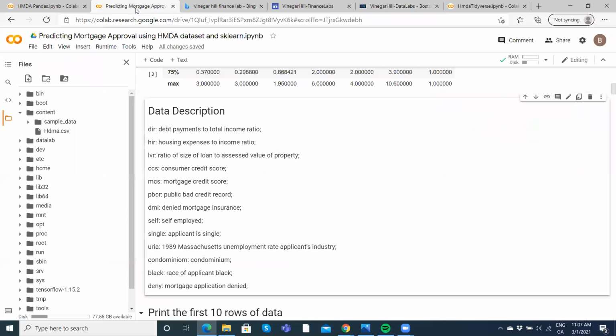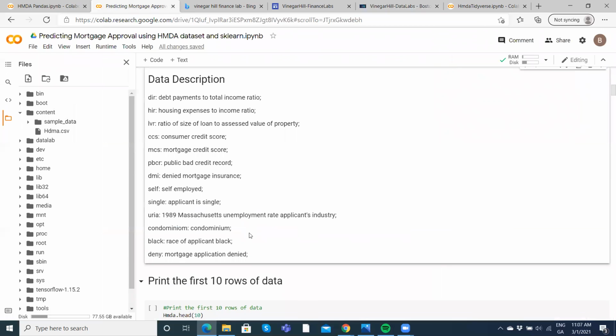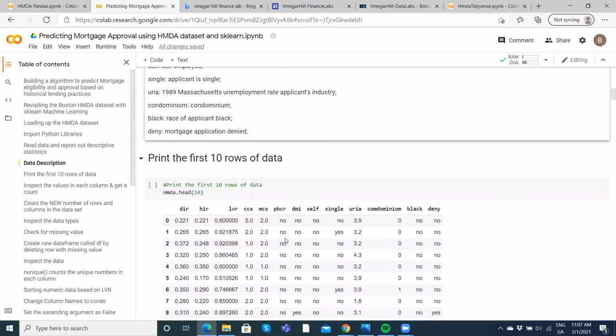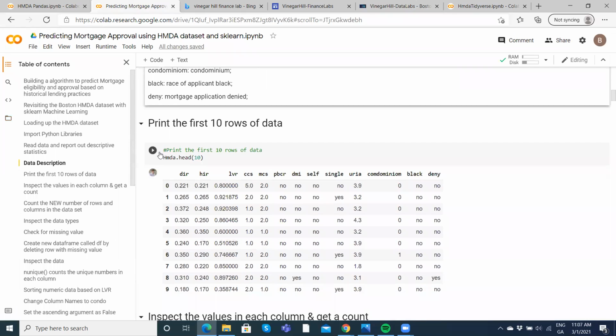Okay, so we're looking at our data. We want to create a series of algorithms. Let's have a look. We'll do some initial pandas exploratory data analysis here. Not much. More of that is provided on Vinegar Hill. We'll go into the table of contents just so that our stubs appear here.